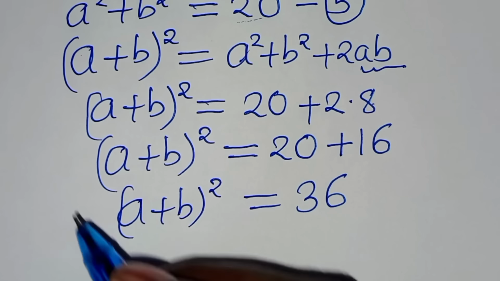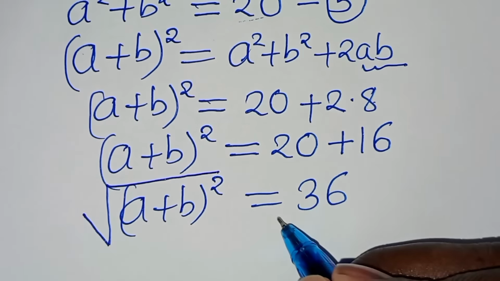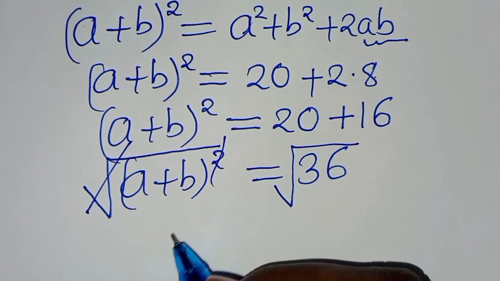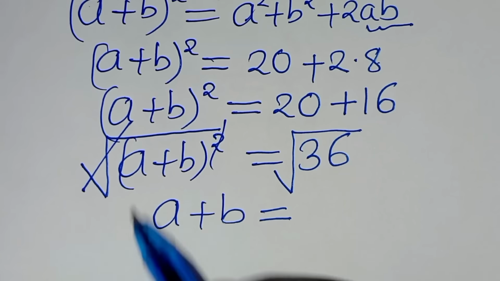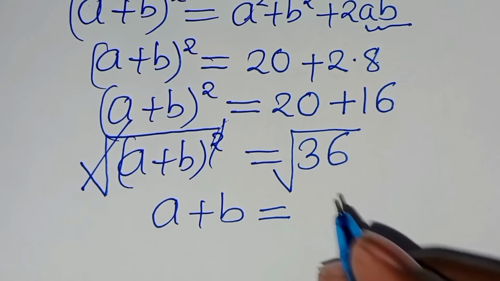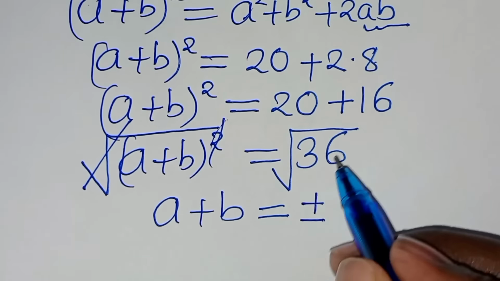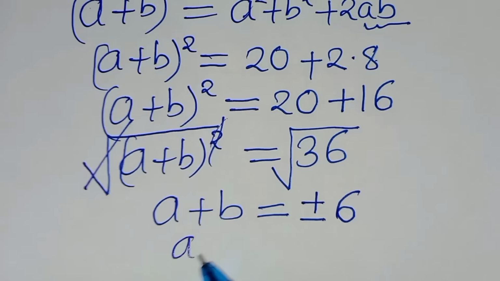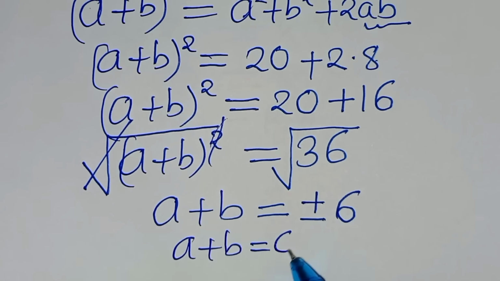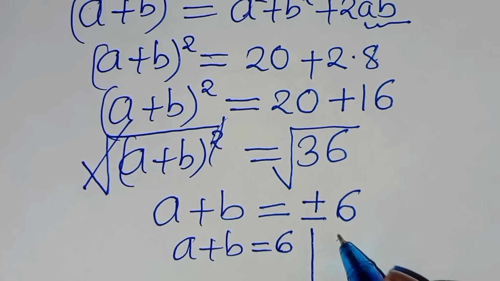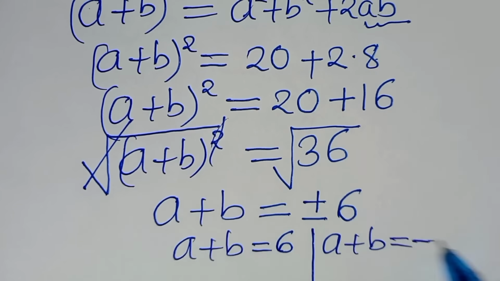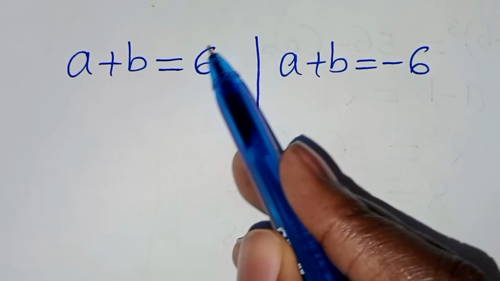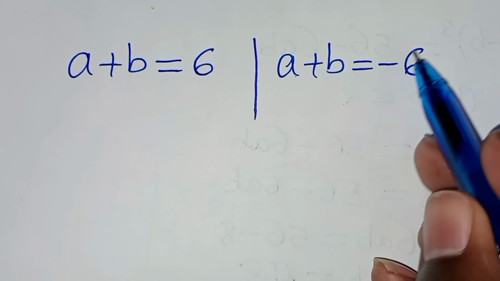To solve for a plus b, let's introduce a square root sign on both sides so that we eliminate the square root sign and have a plus b. Now a plus b is equal to plus or minus the square root of 36, which is equal to 6. So this implies that a plus b is equal to 6, and a plus b is also equal to minus 6. Now we have two parts here: a plus b is equal to 6, and a plus b is equal to minus 6.